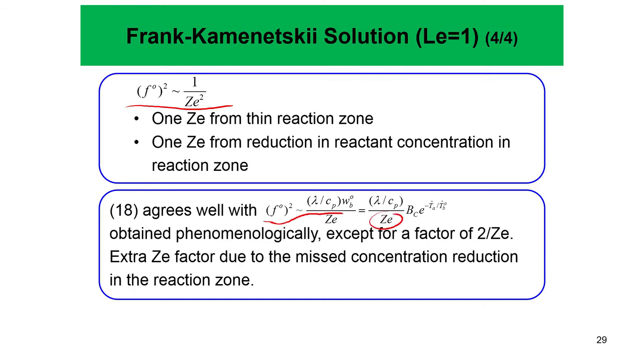You see that this agrees well with the previous scaling analysis, but you did not get the Zeldovich number squared, we only got one Zeldovich number, and also we did not get a factor of 2. It was correct except for the factor of 2 by Zeldovich number. So the extra Zeldovich number we missed is due to the concentration reduction in the reaction zone. Essentially in the reaction zone, the concentration goes from a small value y ig, or small y in, but then goes to 0. So there is a reduction, it is not constant, and that is where another Zeldovich number comes from.